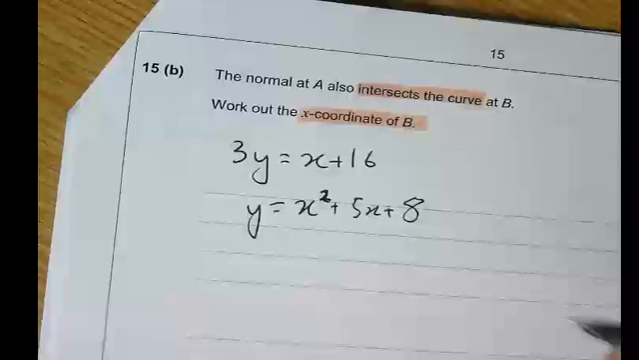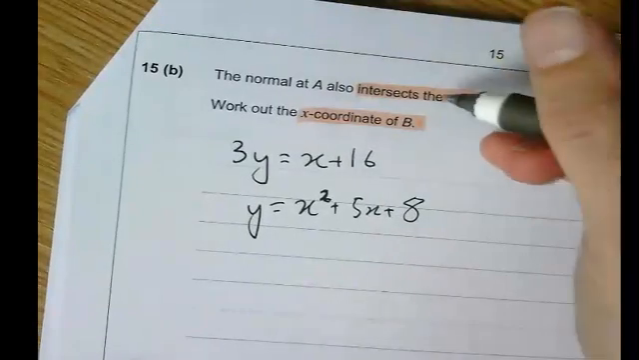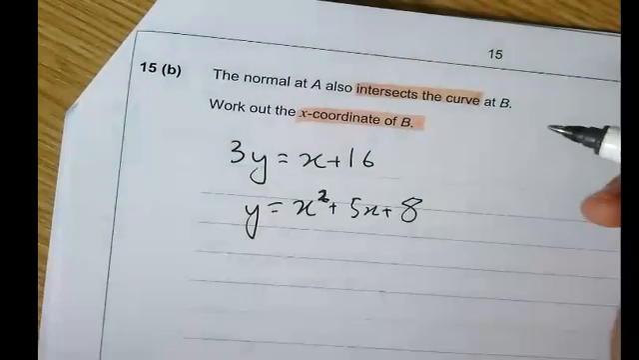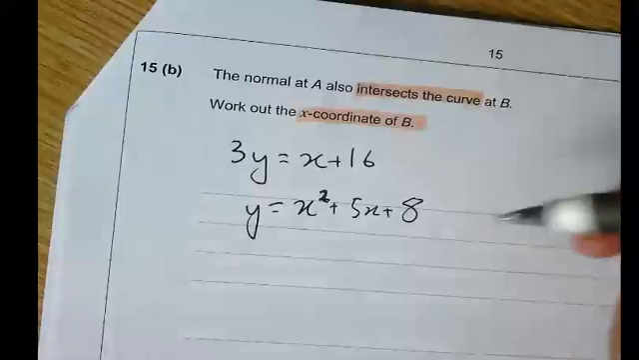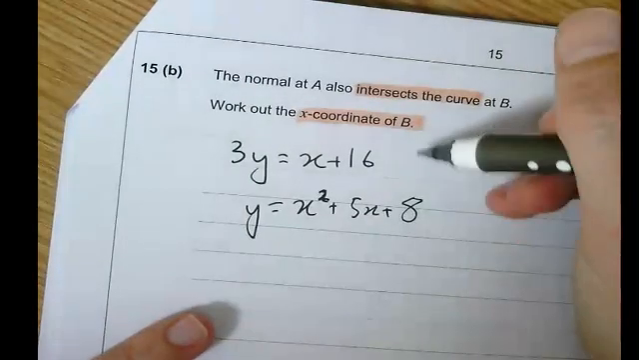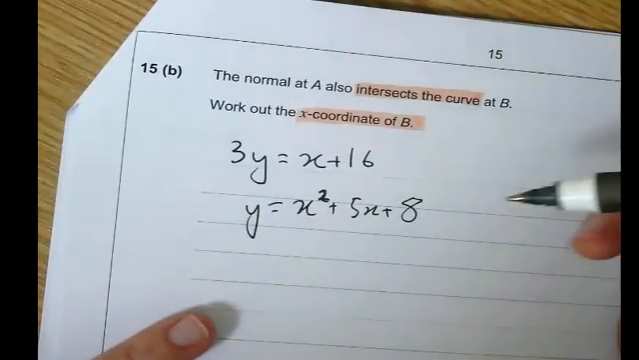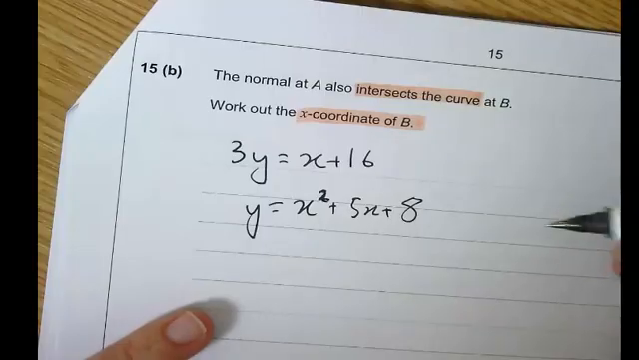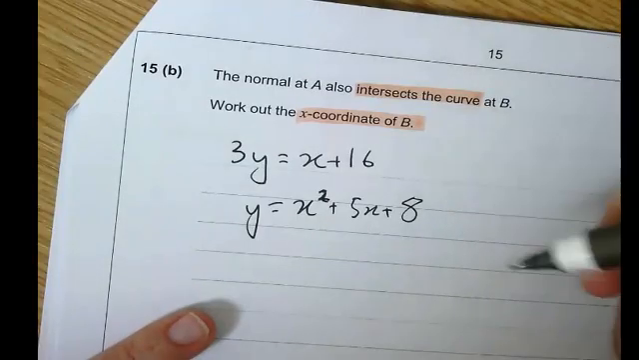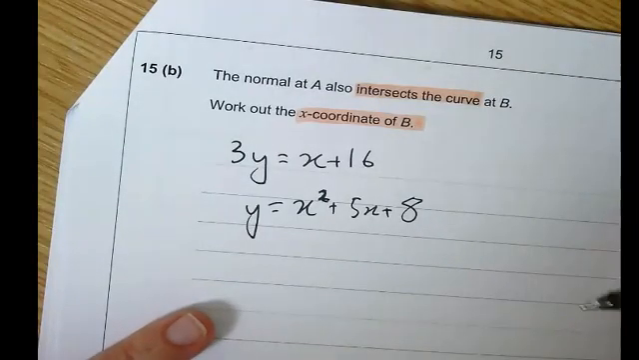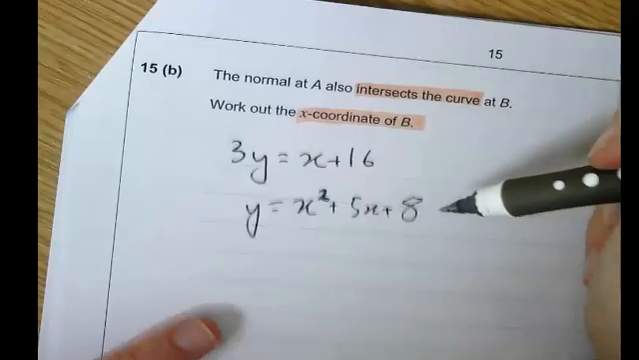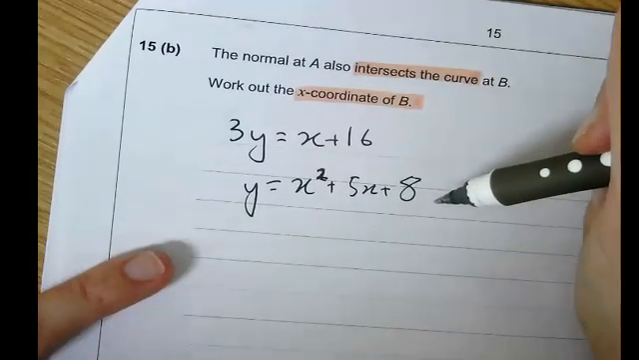When I've got a coordinate geometry question like this that's talking about intersection of curves or intersection of a curve and a line, essentially I need to solve these equations simultaneously to find the point of intersection. I've got a quadratic, which means I'm going to need to use substitution to solve this.